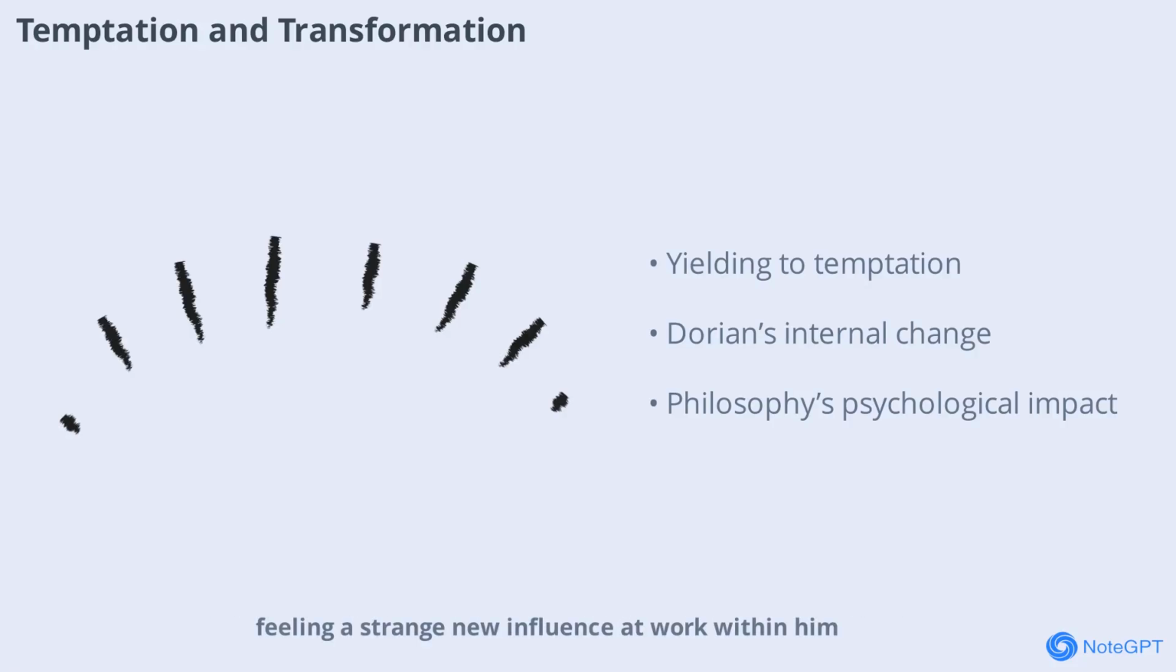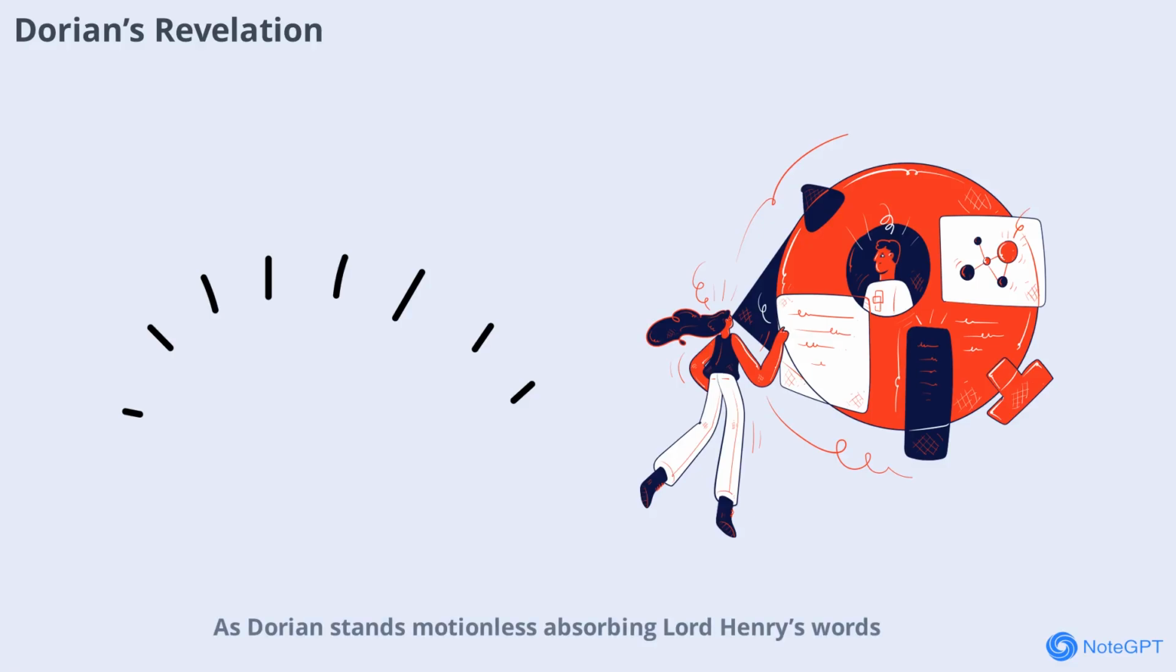The scene captures the psychological impact of Lord Henry's philosophy, as Dorian begins to question his beliefs and desires. Music and words become intertwined, creating a sense of magic and danger. This moment marks the beginning of Dorian's internal transformation as he contemplates the possibilities of living life fully and without restraint. As Dorian stands motionless, absorbing Lord Henry's words, he experiences a revelation about his own life.